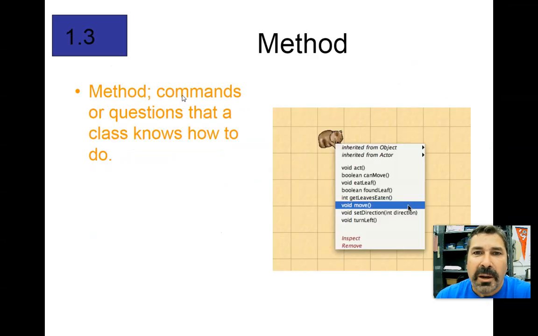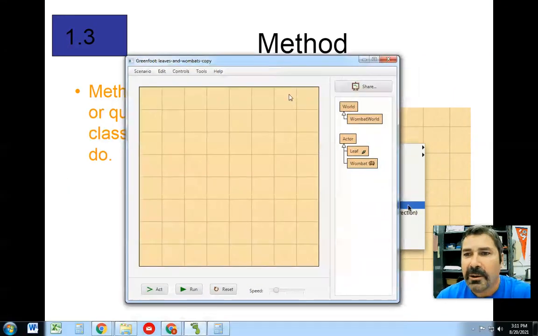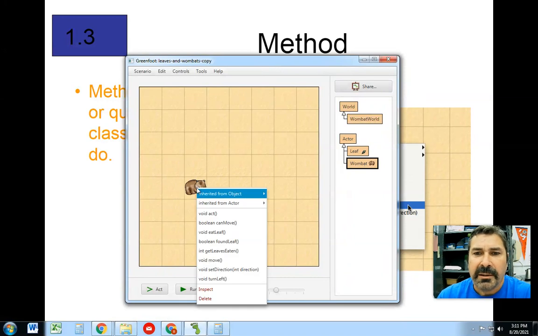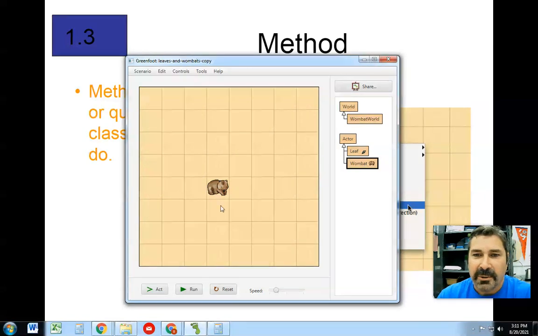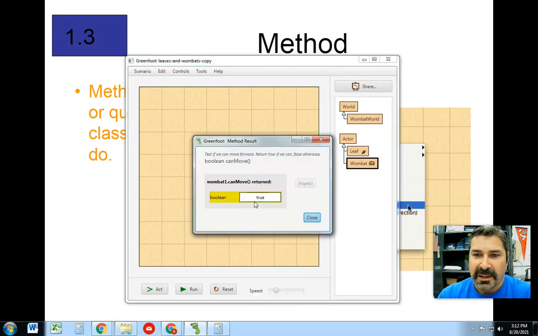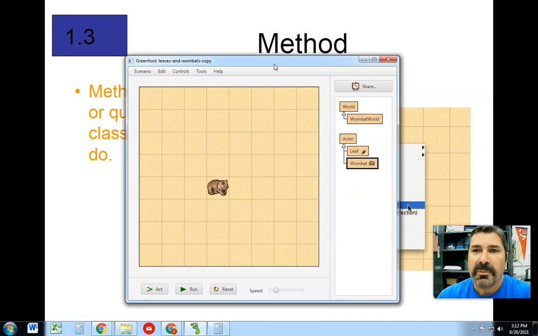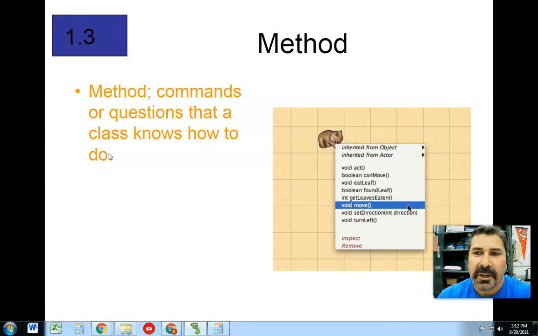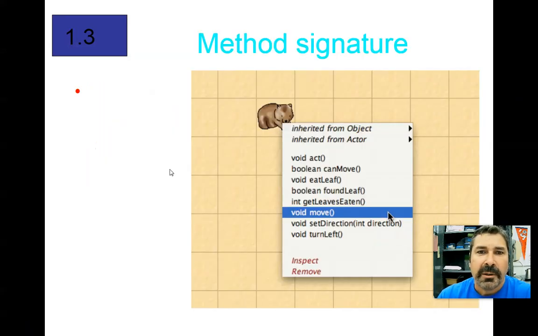A method is a command or a question that a class knows how to do. If we take a look at our guy, we're going to make a new wombat. A method is one of the things he knows how to do. If I ask him to move, he knows how to move. If I ask him a question, hey, can you move, his answer is going to be true. So those are the methods, the things he knows how to do. And this is review.